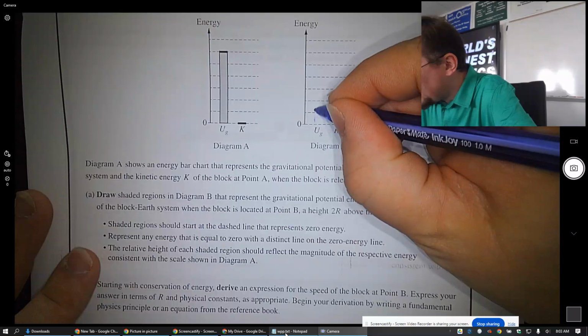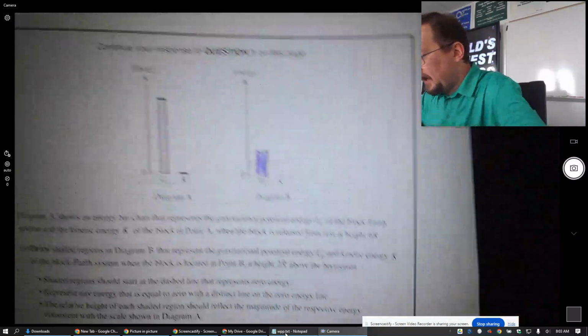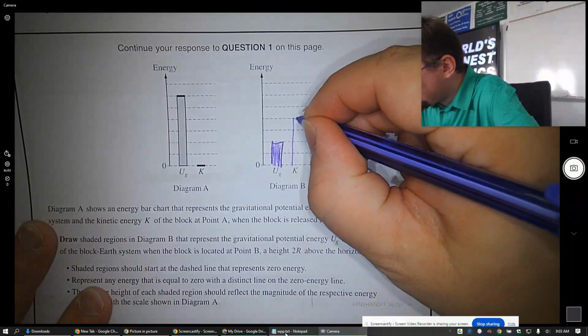Well, thanks for telling me it's a height of 2R, so I don't have to flip back to the previous page. So the height is 2R. Let me just double check that's the case. Yeah. And so the kinetic energy then will be the rest.